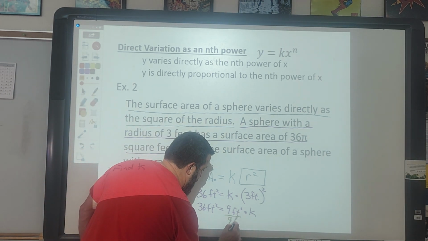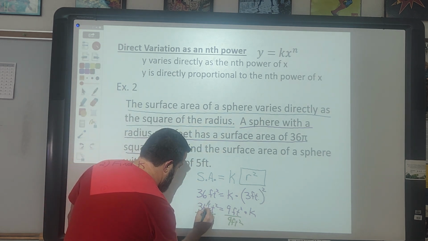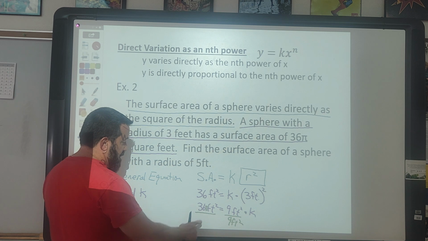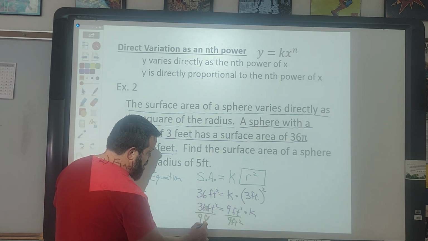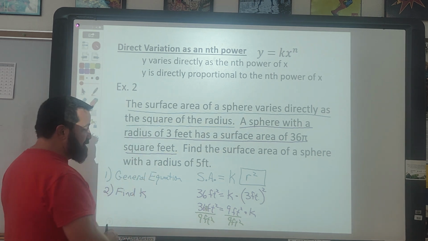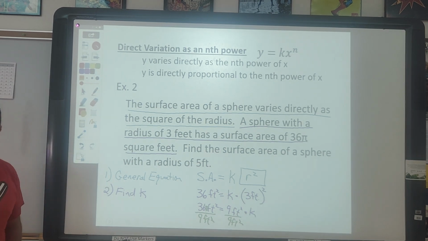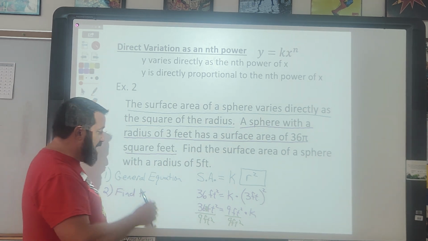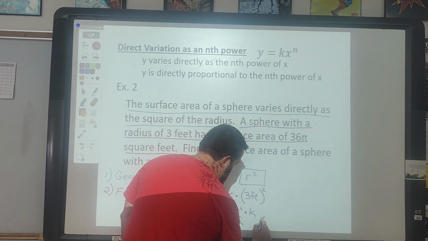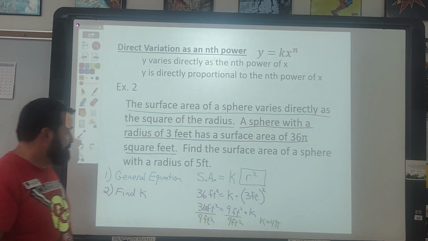So if I divide by 9 square feet on both sides, I forgot the pi, didn't I? I'm pretty sure that's why some of you are looking at me funny. That's fine. It was 36 pi square feet. So when I divide by 9 square feet, thank goodness I figured that out at this point. When I simplify that, the feet squared cancel out. The 36 over 9 becomes 4. I still have a pi in there. So I end up with k is equal to 4 pi. So that's step 2.